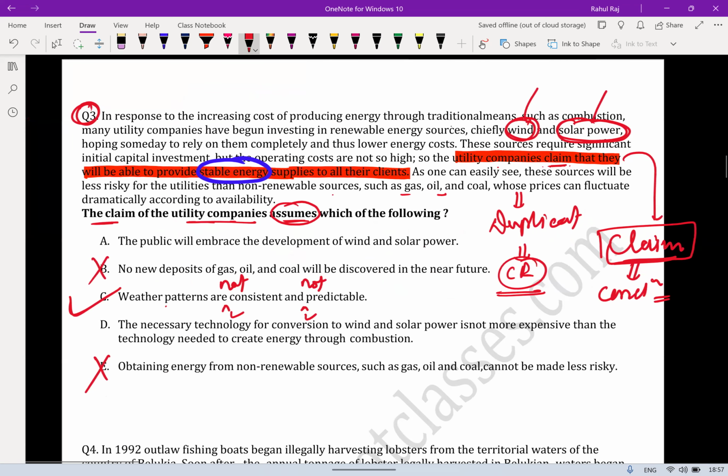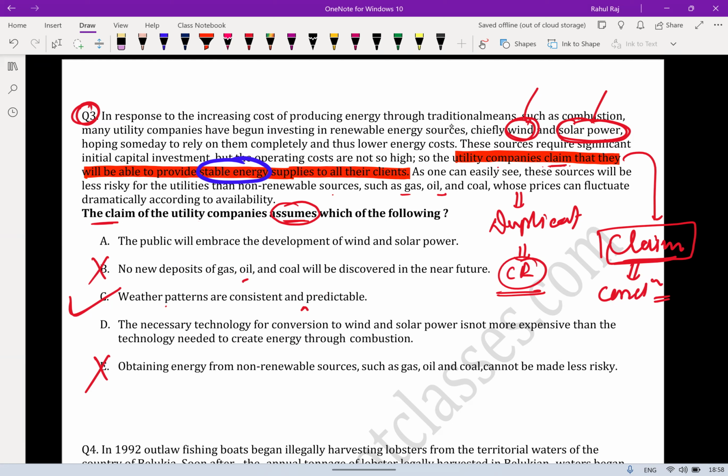So the point is, if weather patterns are not consistent and not predictable, my claim is directly being challenged. Straight away. The claim says what? They are able to provide a stable source of supplies to all their clients. But when I say weather patterns are not consistent and not predictable, the claim is straightforwardly challenged. So this is my answer, straightforward. Now let's come down to the other answers also.